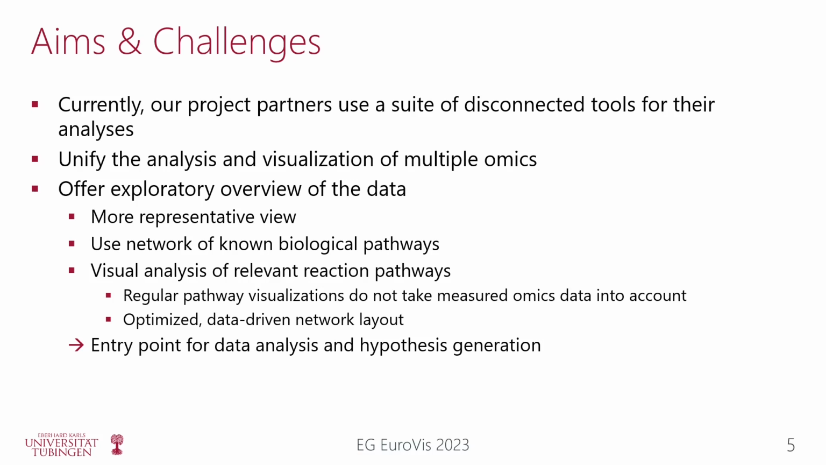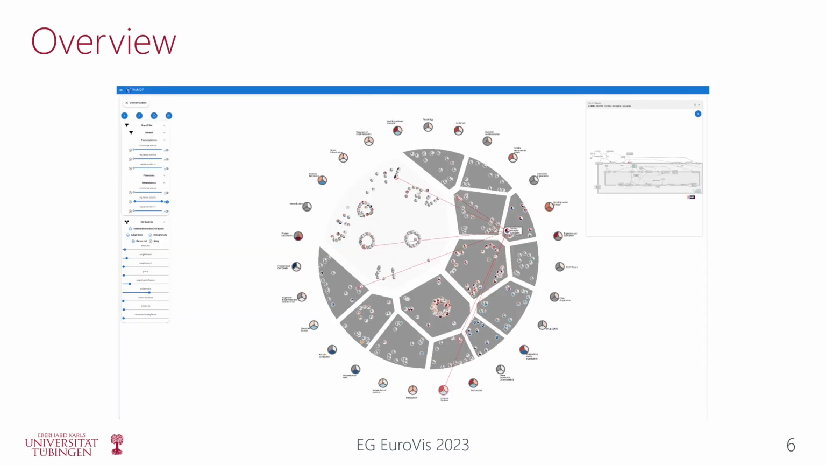One conflict with this is that existing resources like KEGG or Reactome do not take the supplied data into account when generating a layout for the pathways. We, on the other hand, want the supplied data to influence the layout of the visualization. Primarily, visMOP should thus constitute an entry point for further data analysis and hypothesis generation by supplying an overview over the data. With this, I want to give a brief overview over the application itself.